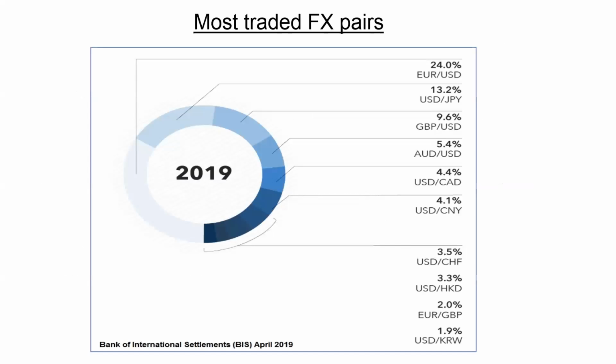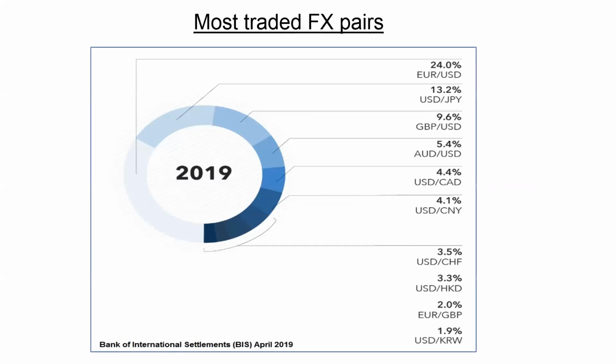Okay, so now let's look at some of the structure of the market and which currency pairs are heavily traded and which ones perhaps are not. So top of the list is EUR USD, no surprise there. That's the cross rate between the euro and the US dollar, the two major economic blocks in the world. So that gets 24% of the volume of the foreign exchange market.